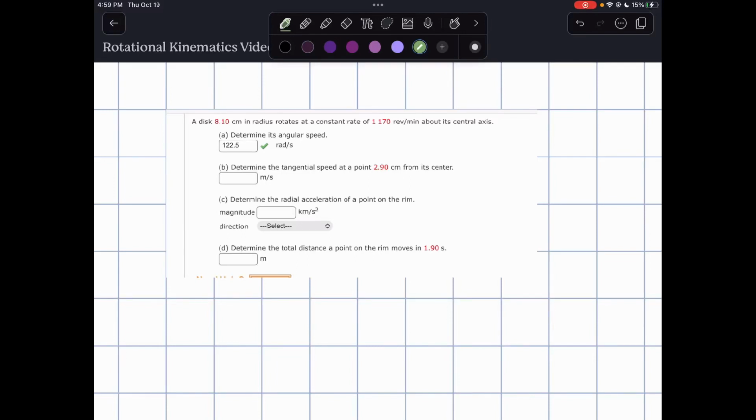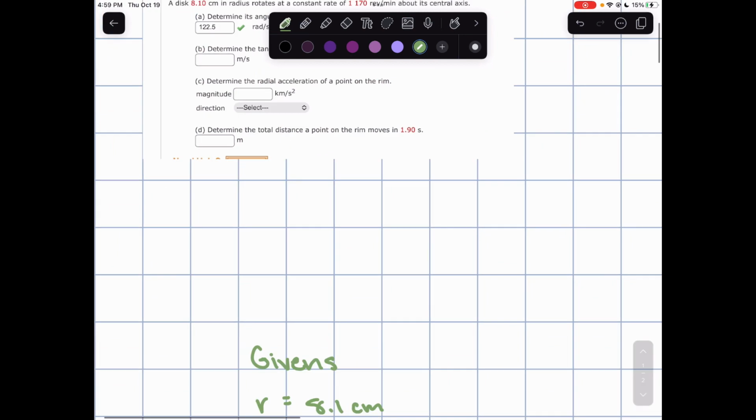Today we're going to be looking at rotational kinematics. Let's look at our question. A disk 8.1 centimeters in radius rotates at a constant rate of 1,170 revolutions per minute about its central axis. So part A is saying determine its angular speed.